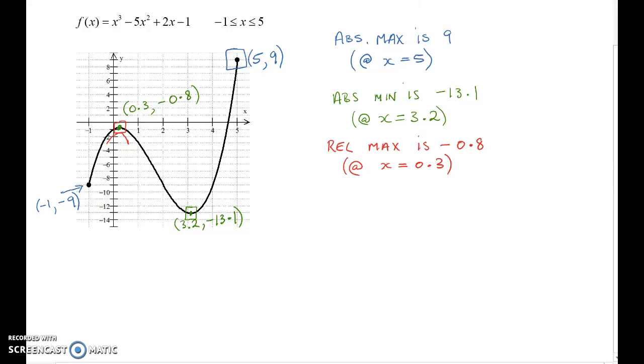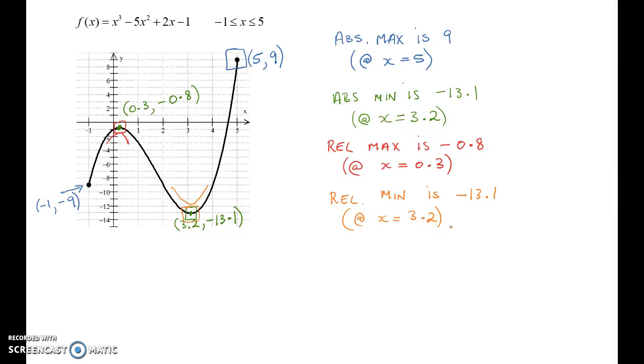Okay, so if we look for the bottom of a valley, this is the valley right here, and the point at the bottom of that, well, we've already picked out that point. We picked it out as the absolute minimum, but since it's at the bottom of a valley, it's also a relative minimum. Okay, so it's the lowest point on the graph, which makes it an absolute minimum, but it's at the bottom of a valley, which makes it a relative minimum. So this is going to be negative 13.1 at x equals 3.2.